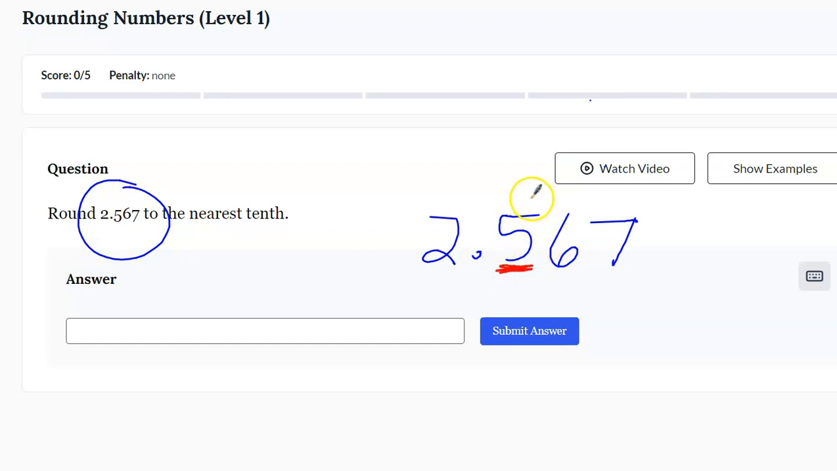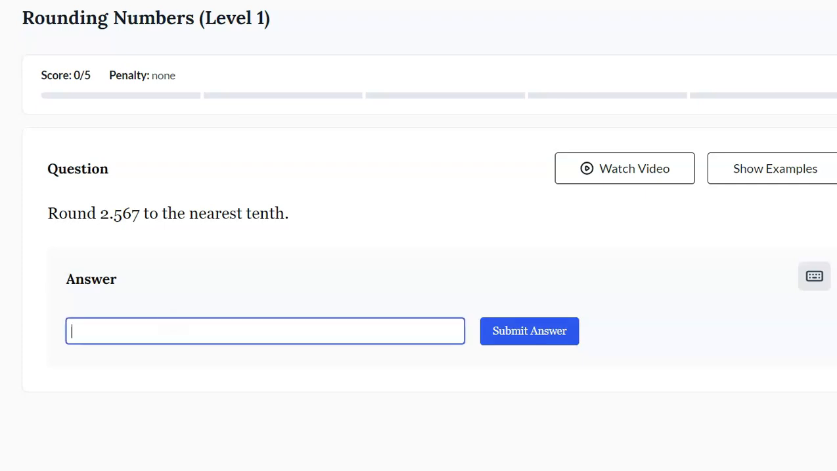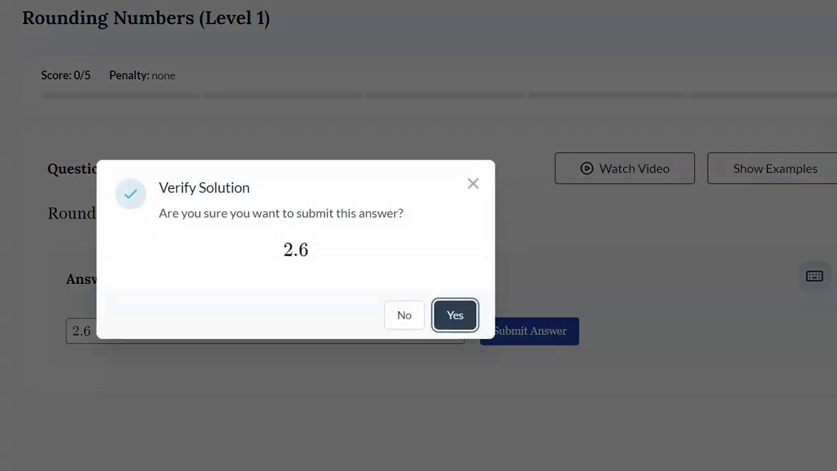And when you round, you can either stay the same or you can go up by 1 digit. And how you decide is by looking at the next number to the right. If that number is 5 or higher, then that gives you the power to level up. So since the next number is 6, that's going to level this up +1. So our new number is going to be 2.6. And that's what we're going to type here, 2.6.